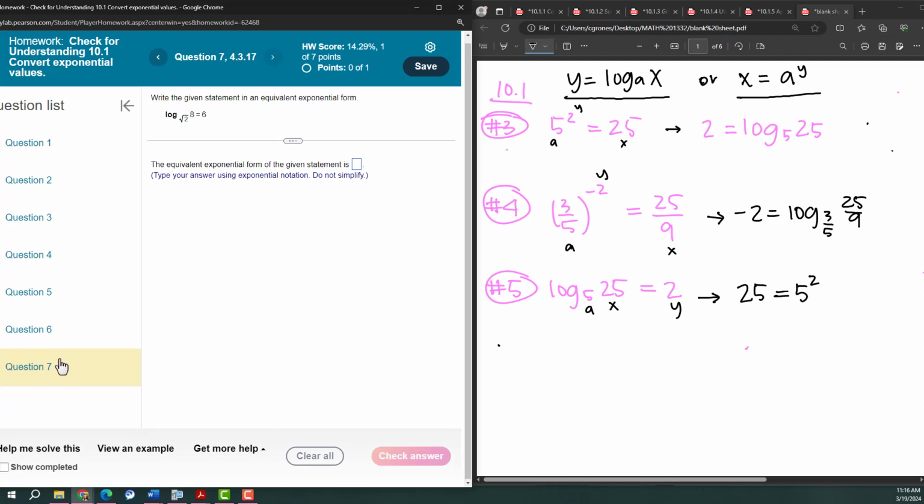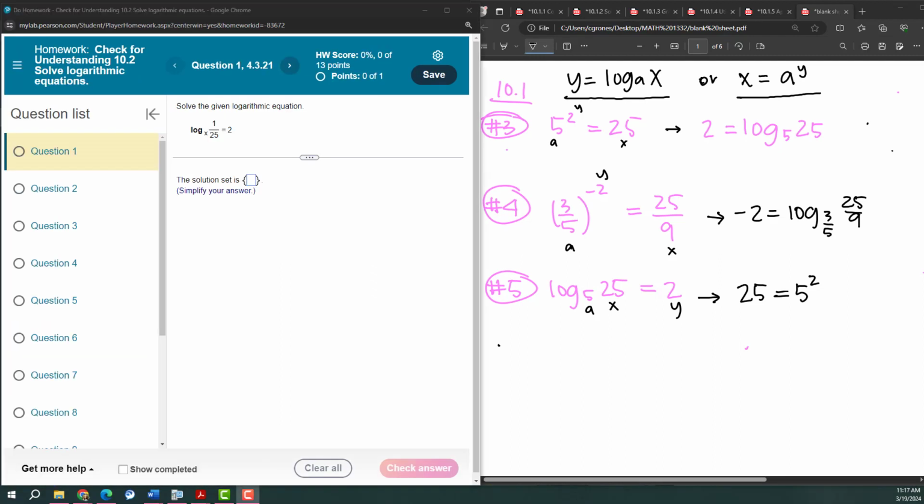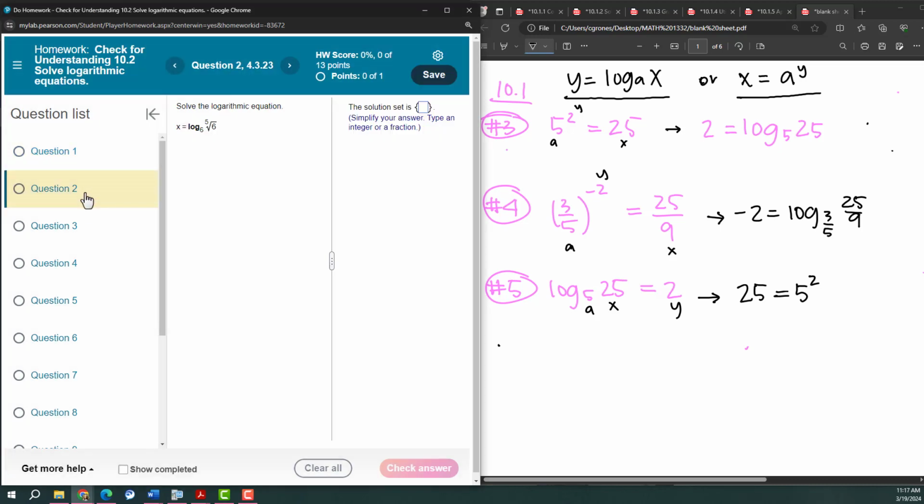And I'm not going to do number 7. So that is all for 10.1. All right, 10.2, questions that are going to be on the test. I'm not going to do number 1. Not going to do number 2. Number 3. Solve the equation for x. And then we want to find what the solution set is.